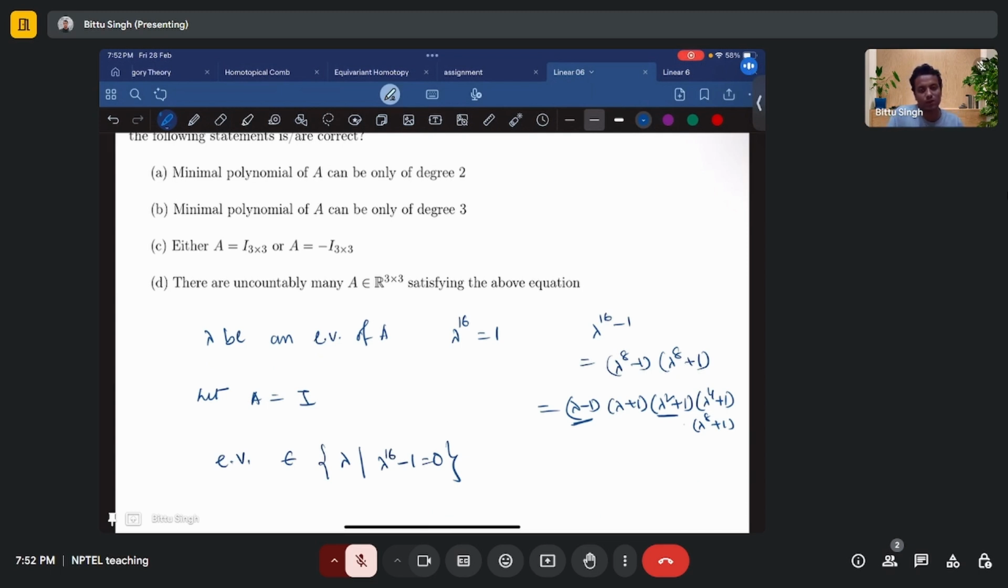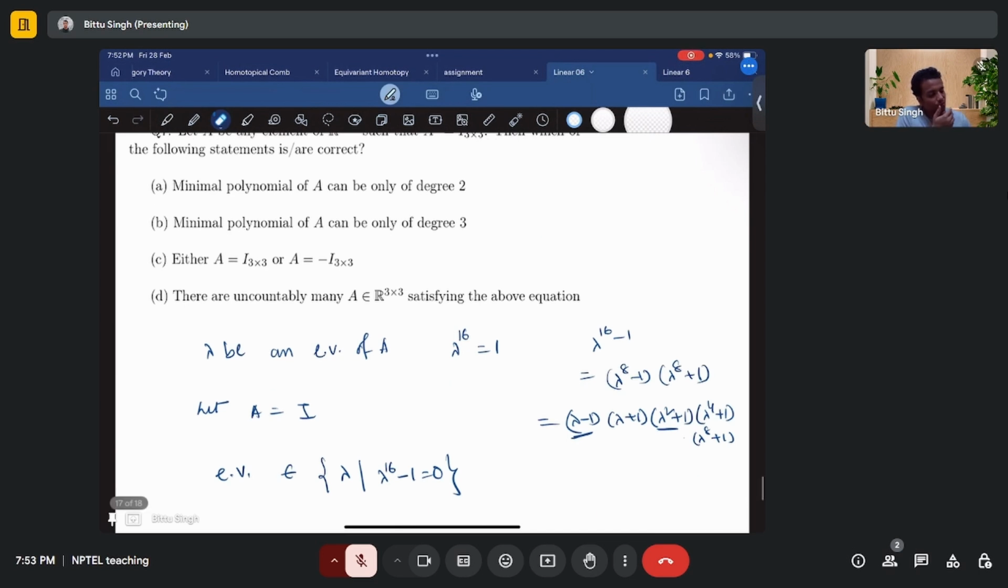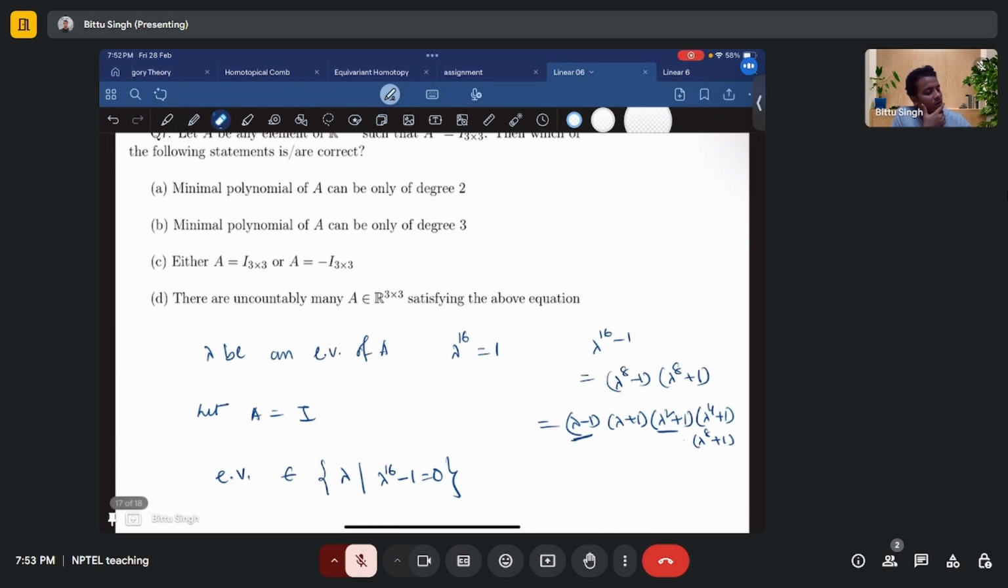Eigenvalues must belong to this solution set, but all those solutions may not be eigenvalues. It is clear. It is not possible, because otherwise a 3 by 3 matrix would have more than 3 eigenvalues. That is wrong. So eigenvalues occur from the solutions of lambda to the power 16 equal to 1. Now the first thing, the counter example is easy.